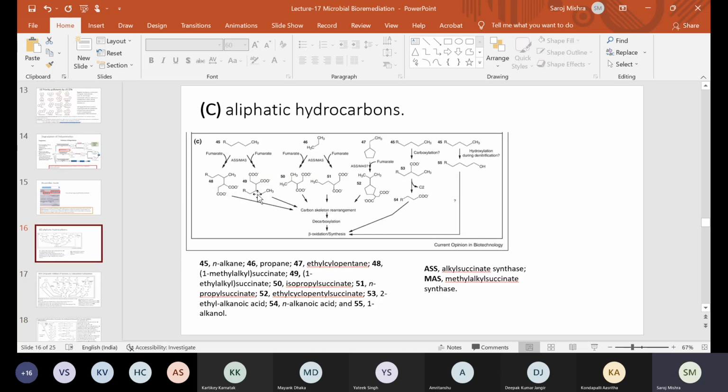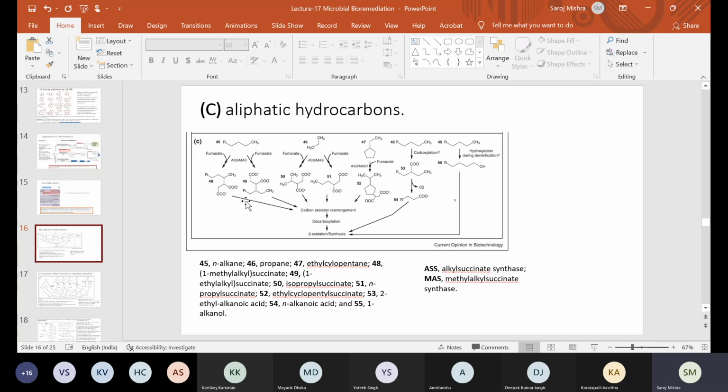So here, you see this aliphatic hydrocarbon. All of these compounds listed at 45 could be a normal alkane, and the chain length could be very large. For example, you have propane here, or you could have ethyl cyclopentane, because these are hydrocarbons, but they are ringed and saturated. So this is ethyl cyclopentane. Similarly, these are also aliphatic hydrocarbons, except that this one is linear and this is a ringed one.